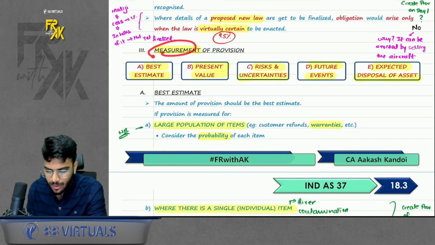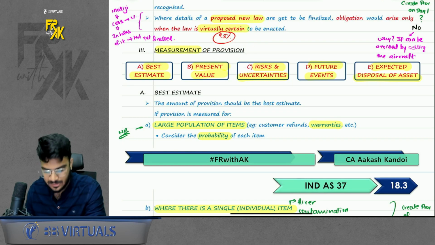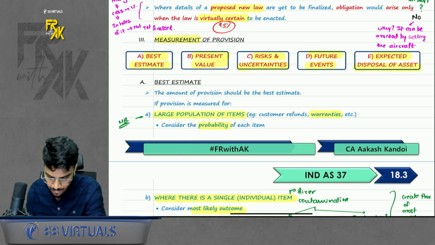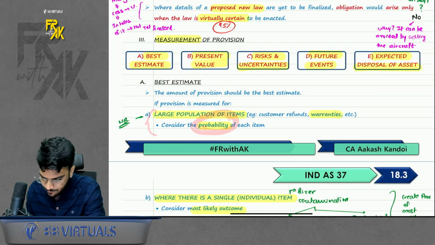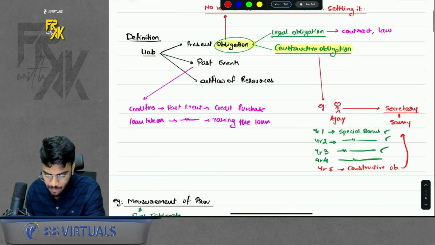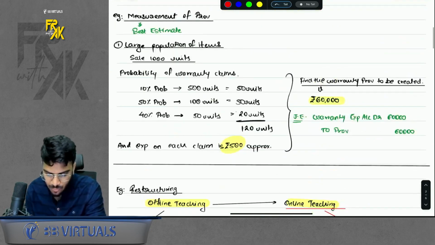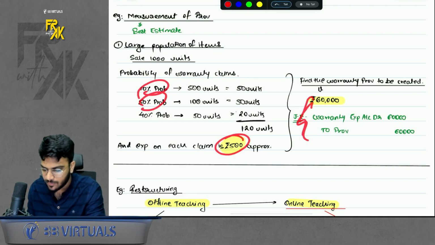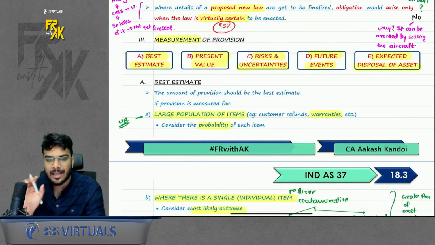Next is measurement of provision. So when you record any provision, you need to measure it. There are 5 pointers to it. First is best estimate. What is the meaning of best estimate? Because we have to estimate the provision, how do we estimate it? If there is a large population of items, you will consider the probability. For example, in case of warranties, you sell so many products, so you will have to consider the probability of each item, right? Let's say I sold 1000 units. I have the probability of warranty claims and also the cost of claim. So I will use this probability and compute the value of the provision. This is used when there is a large population of items.